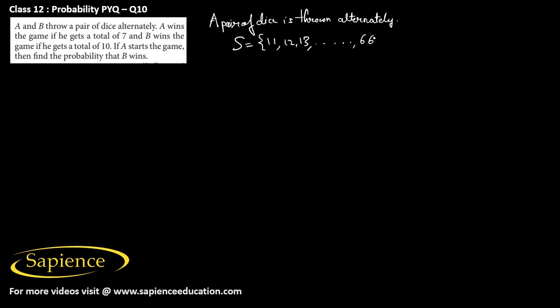So here a pair of dice is thrown alternately. So here the sample space would be 1,1 and 1,2, 1,3, etc. till 6,6. So there will be 36 outcomes. It means the number of elements in the sample space would be 36.